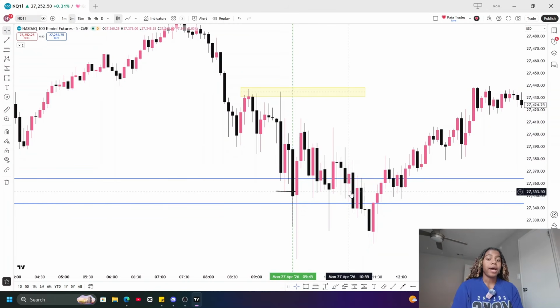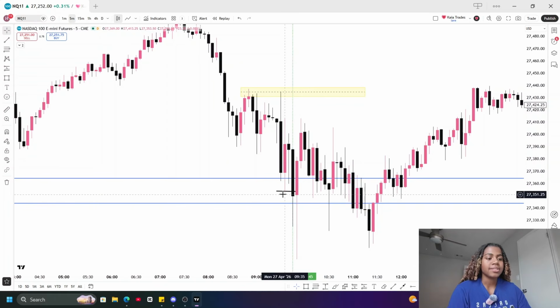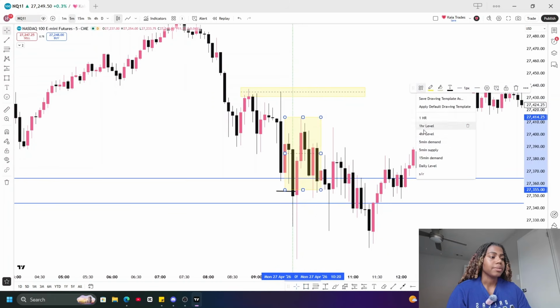You have to keep your mind open and available to be able to react to what the market is giving you. And immediately at 9:30, I saw this break of structure with the body. So then I marked out the opposite color candle from where the big push happened. And I marked out, boom, a supply zone.